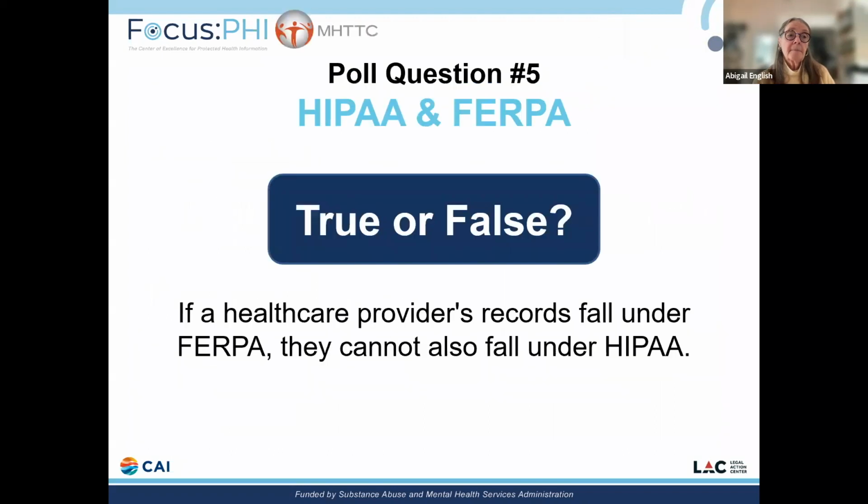So we have one more poll question about HIPAA and FERPA. It's again a true or false question. If a healthcare provider's records fall under FERPA, they cannot also fall under HIPAA. Is that true or false? You have a few seconds to answer.